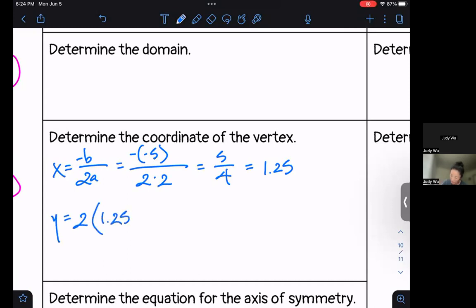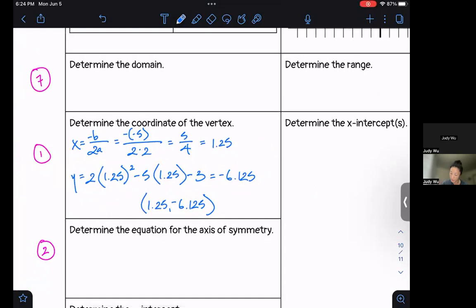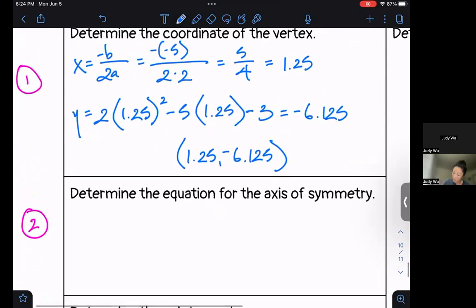2x squared minus 5x minus 3. And when I put that all into the calculator, I should get -6.125. That means my coordinate is 1.25, comma, -6.125. A little bit nicer than last time, okay? A little bit nicer. Now, even though we have a decimal, we can say that the equation for the axis of symmetry is x equals the x value of the vertex, 1.25.